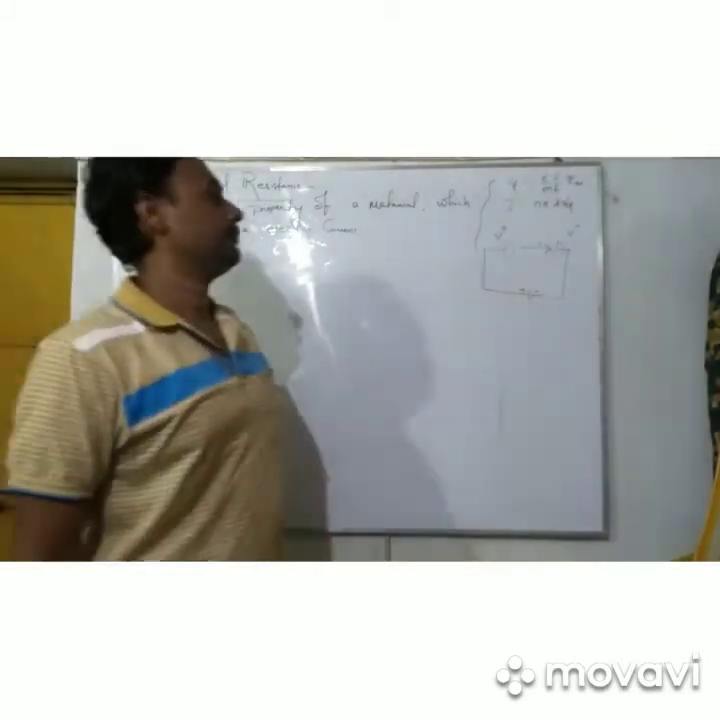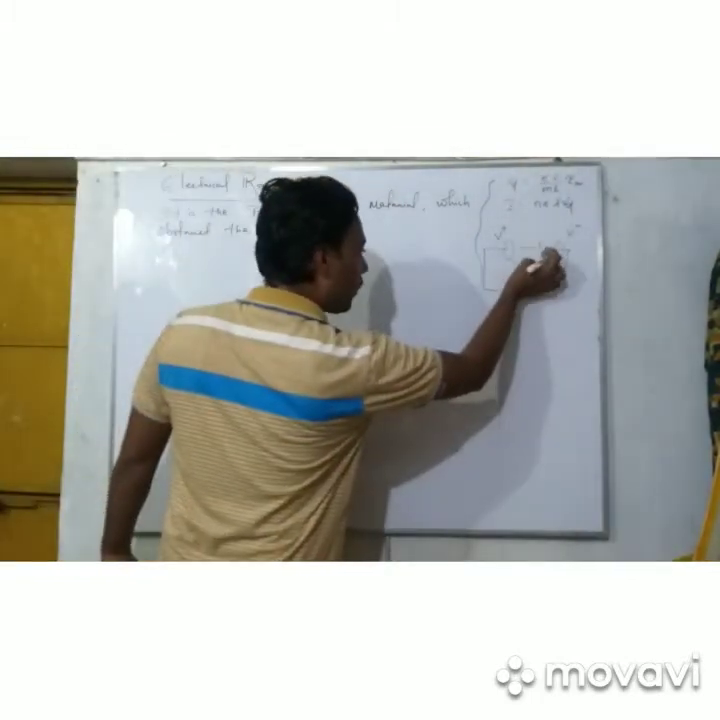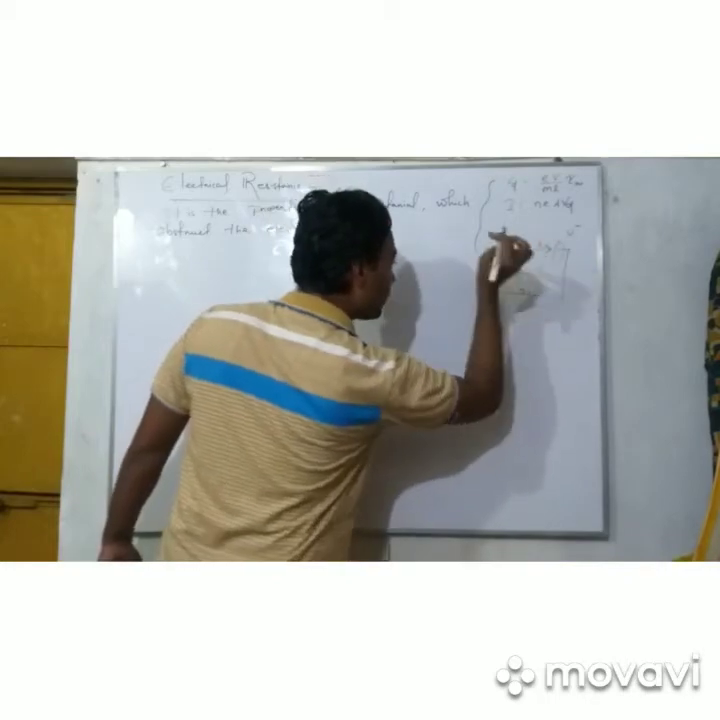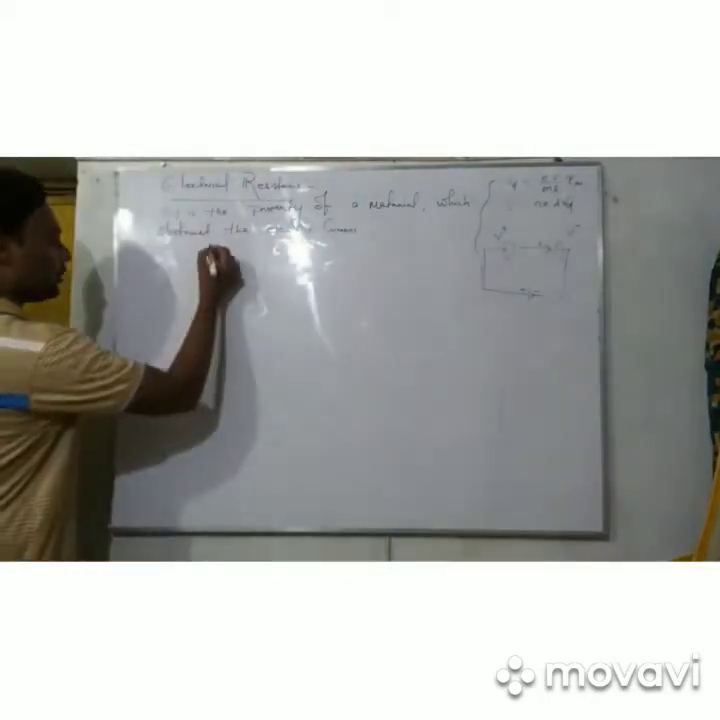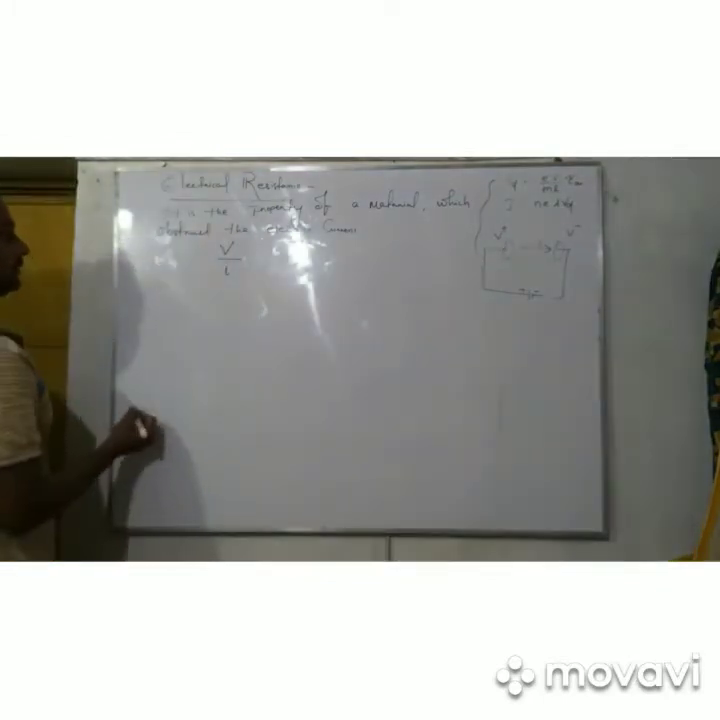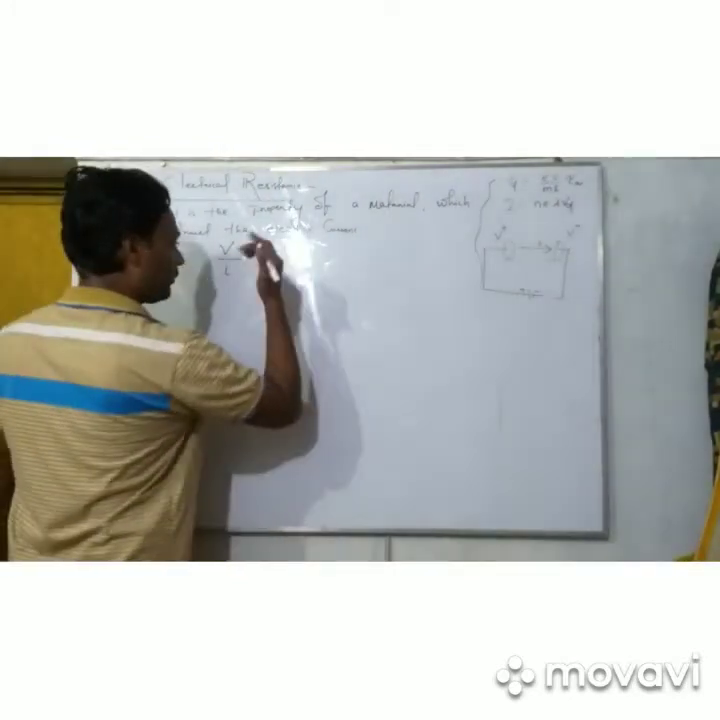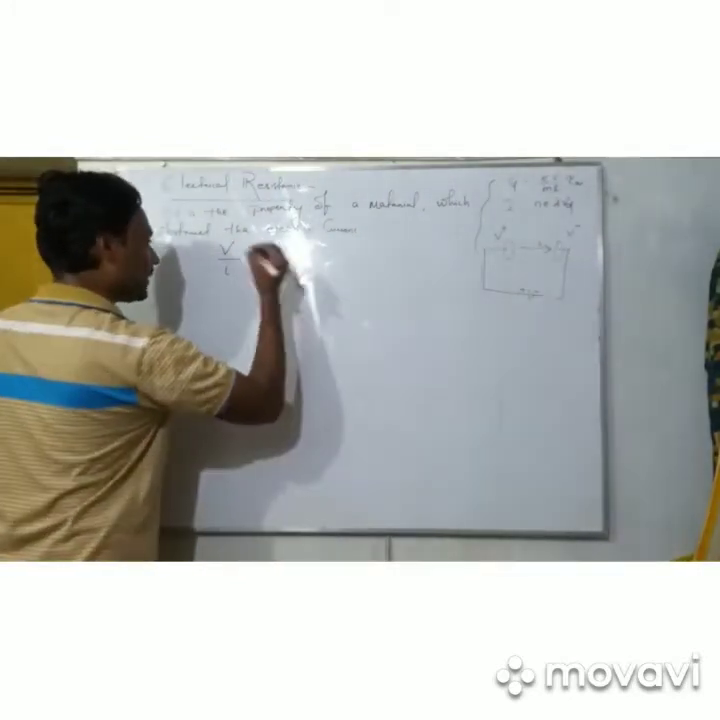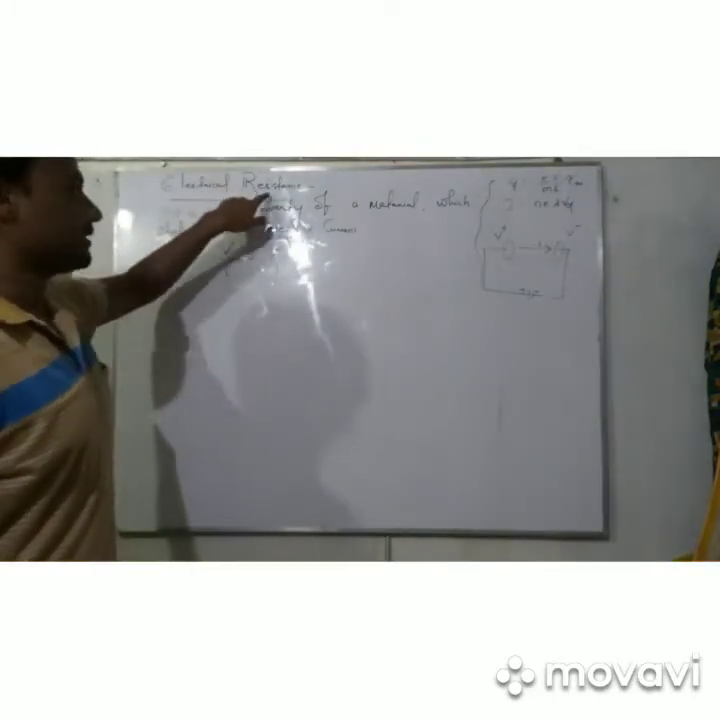The current flowing inside the conductor is due to the potential difference. So potential difference per unit current is represented as R. That R represents the electrical resistance.